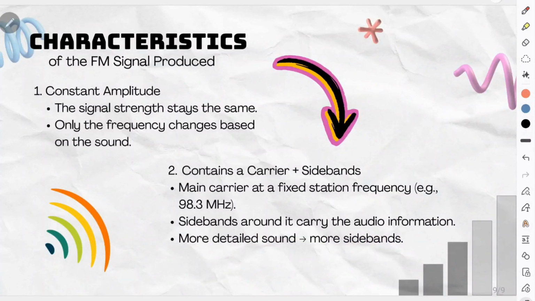Now, we look at the characteristics of the FM signal produced by such a device. The first characteristic is constant amplitude. In FM, the amplitude of the carrier stays the same at all times, and only the frequency changes in response to the audio signal. This makes FM more resistant to noise because most noise is from amplitude, but not frequency. The second characteristic is that the signal contains a carrier and multiple sidebands. The carrier is fixed at a certain frequency, while the sidebands appear at frequencies fc plus or minus n fm, separated by the modulating frequency. These sidebands carry the actual audio information. When the audio signal becomes more complex or contains more frequencies, the number of sidebands increases as well.